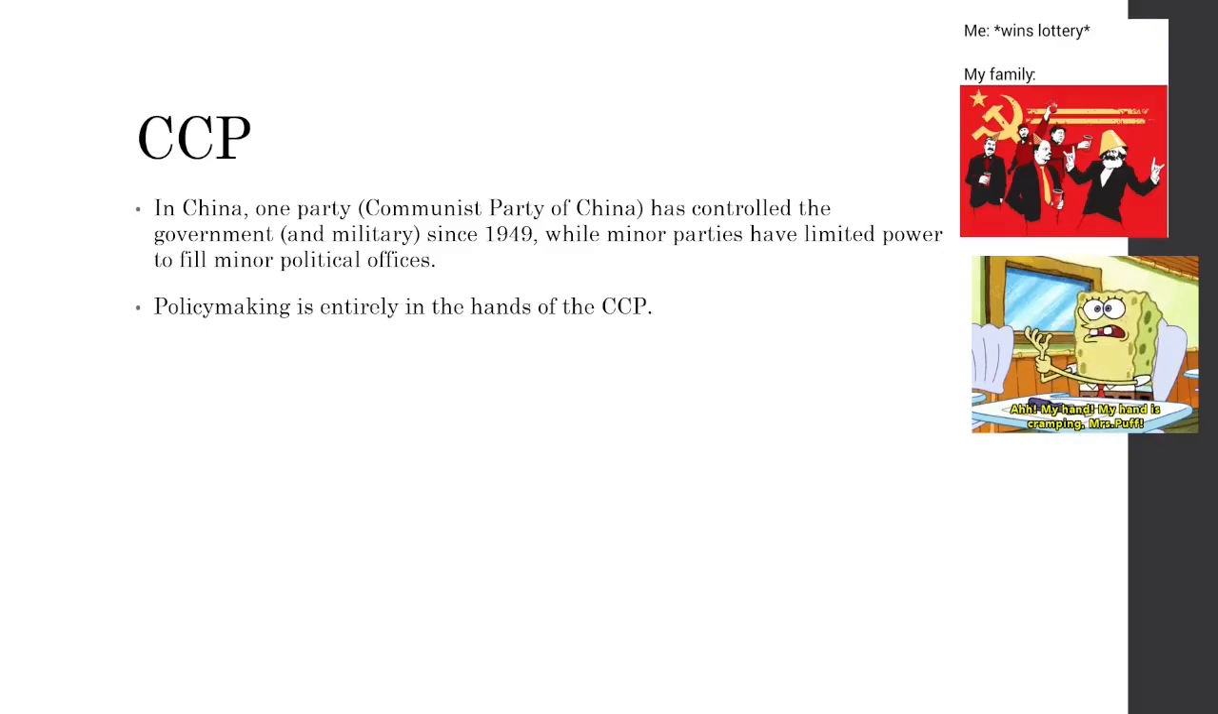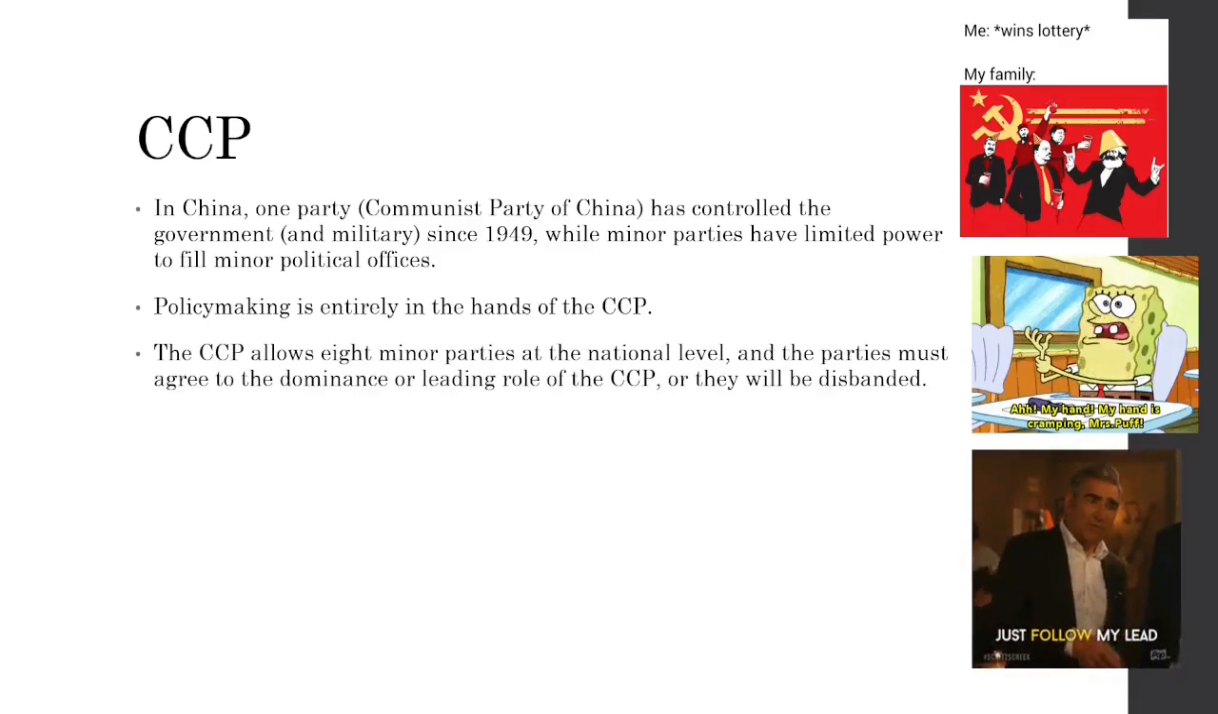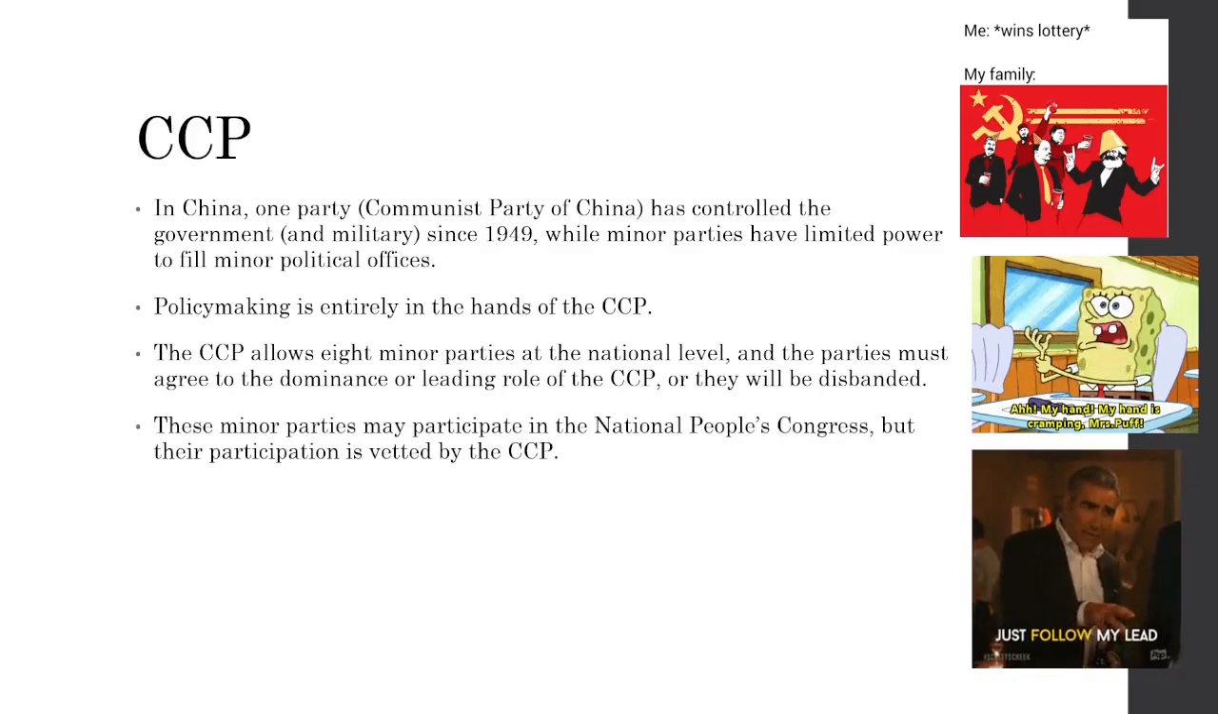Policymaking is entirely in the hands of the CCP. These 8 minor parties at the national level have basically agreed to let the CCP do what it wants to do, or the parties will be disbanded. So it's kind of a threat. These minor parties may participate in the National People's Congress. How nice. But they can't really do anything unless their participation is agreed upon by the CCP and their voice agrees with the CCP.